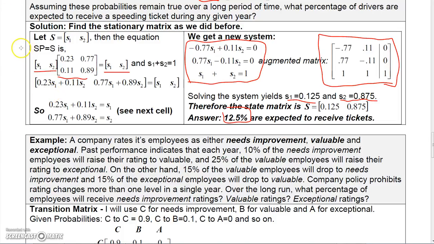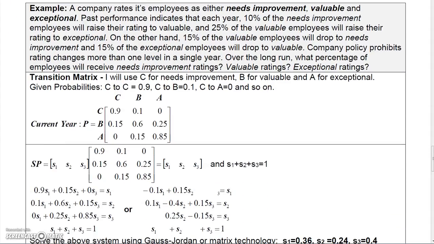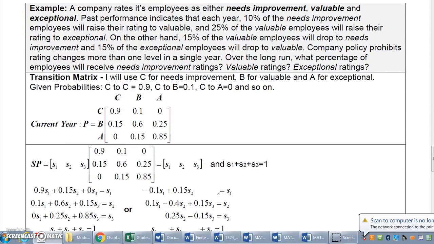Now on the next example, freeze the video and read the example, and then when you're ready, hit play, and I'll start talking about the solution.